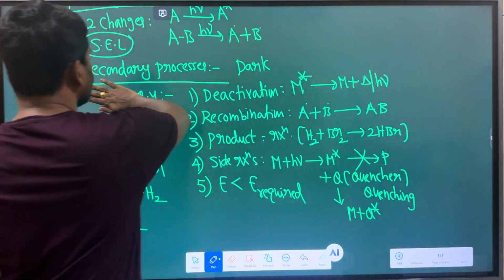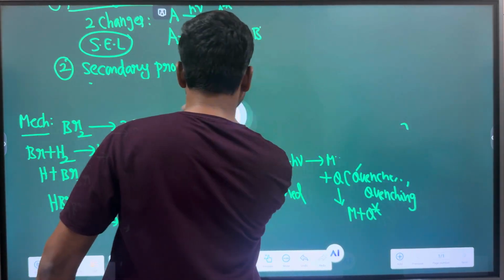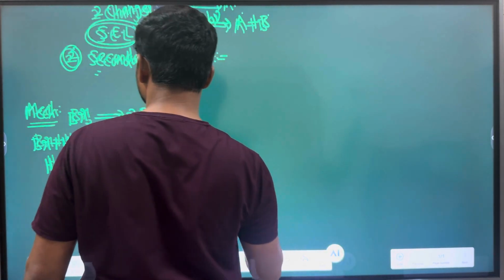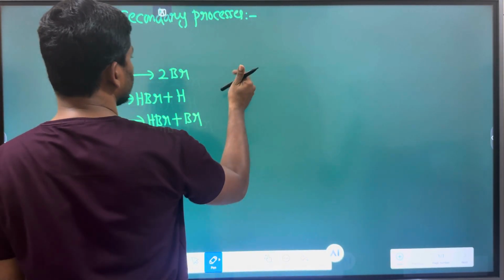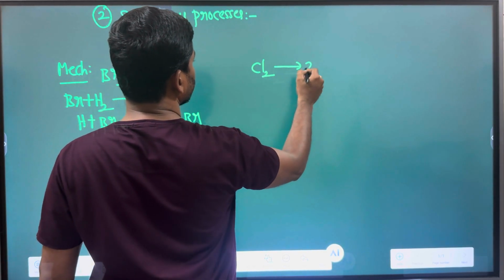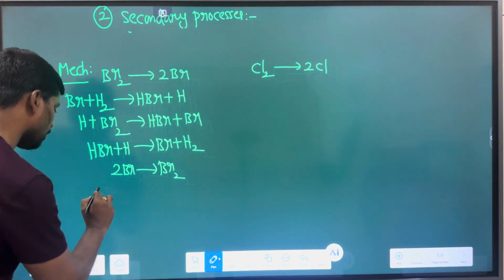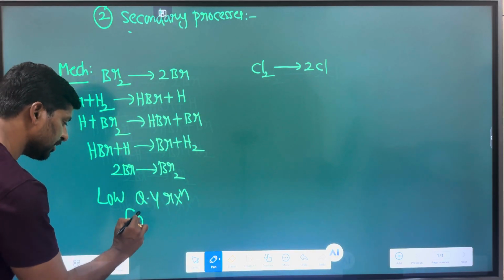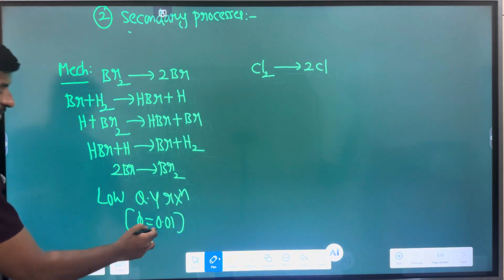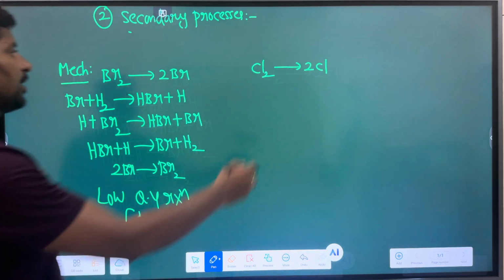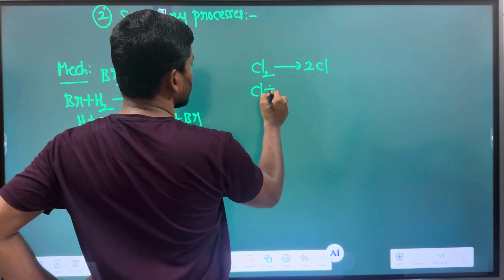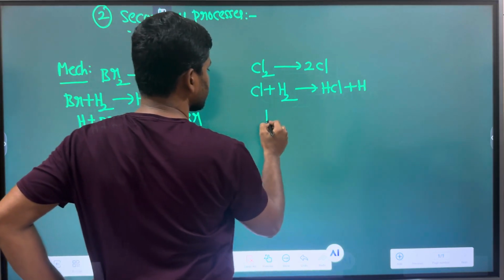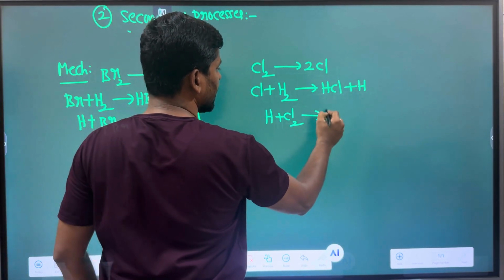Similarly, what is the mechanism of the H2-Cl2 reaction? So this is the mechanism of the H2-Cl2 reaction. This is an example for a low quantum yield reaction, and that is an example for a high quantum yield reaction. Why? If you see, its quantum yield is around 0.01. This is the mechanism we have.